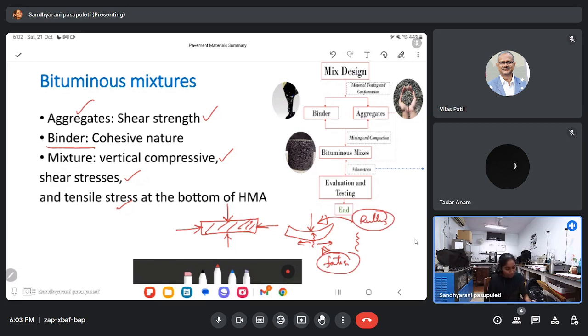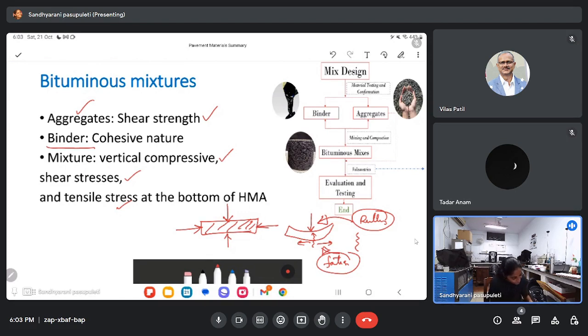So any mixture that we are producing should have the capacity to resist the vertical compressive stresses, the shear stresses, and also the tensile stresses at the bottom of the HMA. This is what we usually check in pavement design. So before going to the pavement design, we characterize the materials. We take properties like resilient modulus of the materials. Then we use those material properties and check for these stresses. The stresses produced from the vehicular load should be lesser than the strength of the material. In that case, we can say that we can use this material.